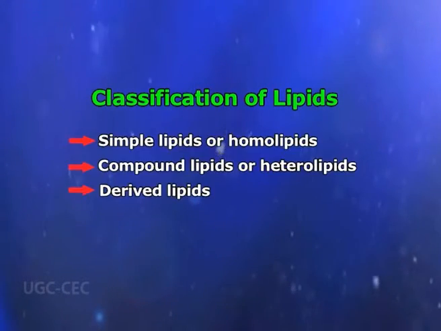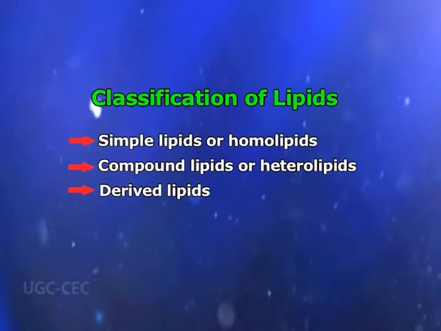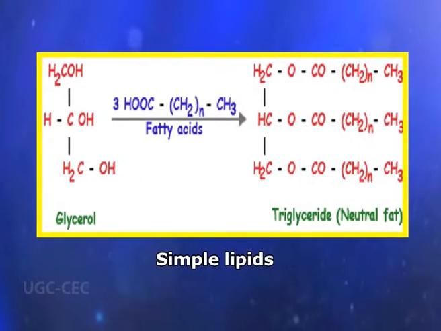Now let us discuss the classification of lipids. Bloor in the year 1943 had proposed the following classification of lipids based on their chemical composition. The first type is simple lipids or homolipids. These are the esters of fatty acid with various alcohols. First one is fats and oils, also known as triglycerides or triacylglycerols. These are the esters of fatty acids with a trihydroxy alcohol, that is glycerol. The fat is solid at ordinary room temperature, whereas an oil is liquid at room temperature.